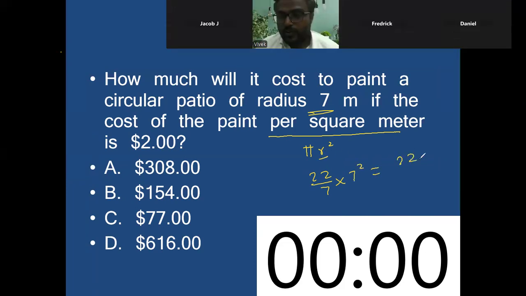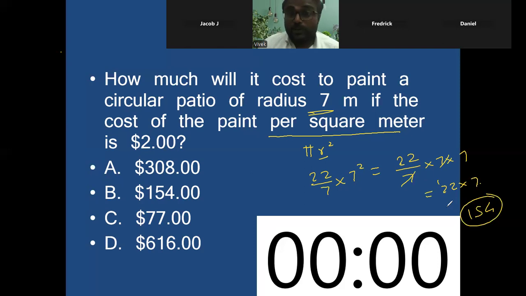So what do we do? 22 over 7 times 7 times 7. So I can just cancel this 7 out. So what do we have? 22 times 7. 7 times 2 is 14. Carry the 1 over. 7 times 2 is 14 plus 1 is 15. Now here, the area of the patio is 154 square meters.